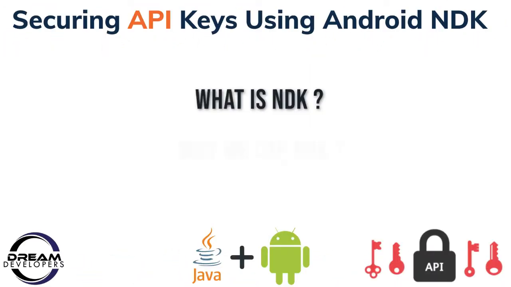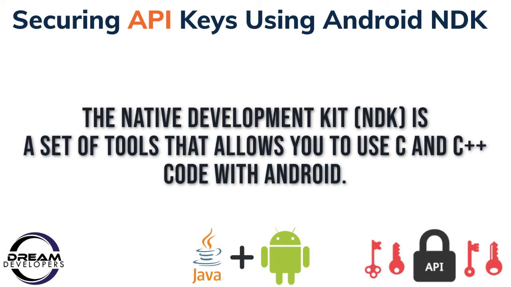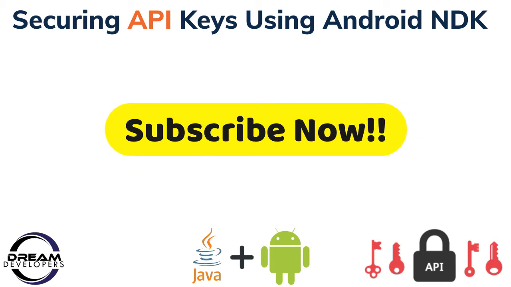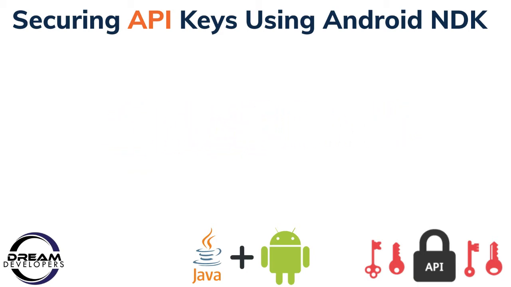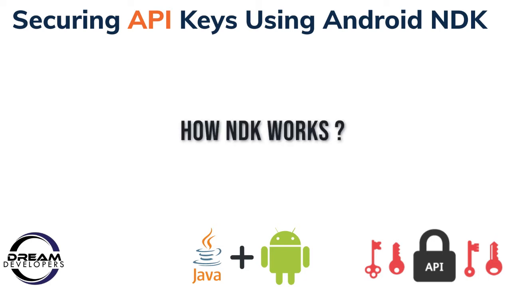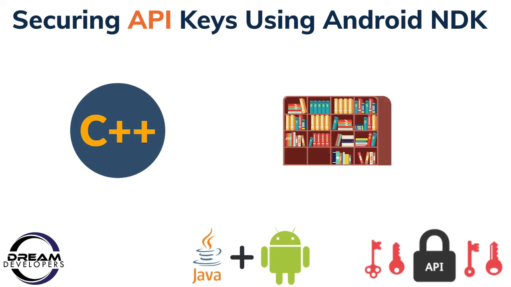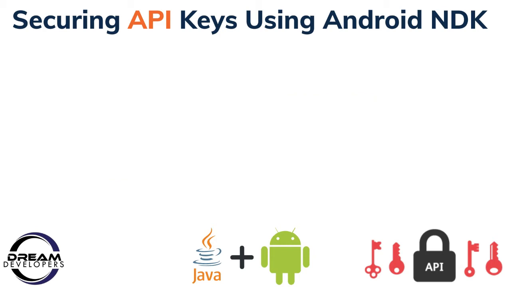Quickly see what is NDK and why we use NDK. So NDK stands for Native Development Kit. It is a set of tools that allow us to use C or C++ language with Android. So we can write the code in C or C++ language, and we can fetch the code in our main class. Now let's see how NDK works in layman language. When we write our code in C or C++ language and build the code, the code becomes a library, and when we import this library, we can use the method to fetch the code.